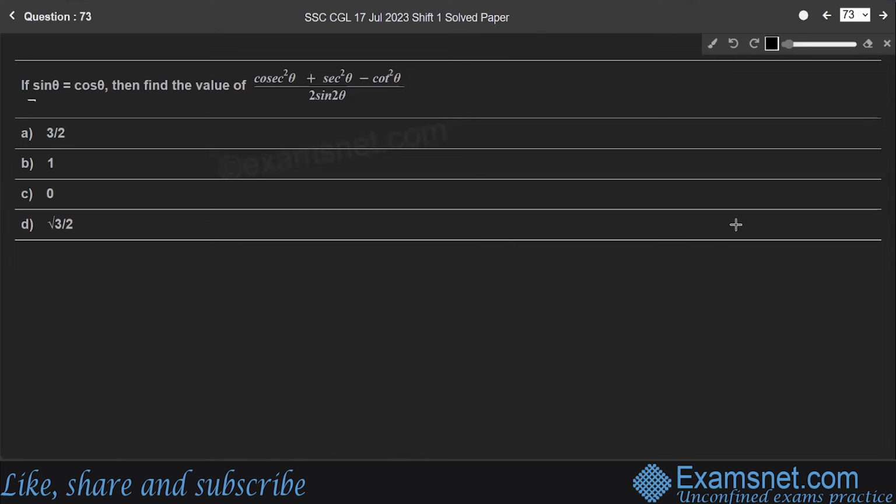Question 73. If sine theta is equal to cos theta, then find the value of cosecant square theta plus secant square theta minus cot square theta, whole divided by 2 sine 2 theta. Here, students, it is given that sine theta is equal to cos theta. It is only possible when theta is equal to 45 degree. Because sine 45 degree is 1 by root 2, and also cos 45 degree is 1 by root 2. Therefore, the value of theta is 45 degree.